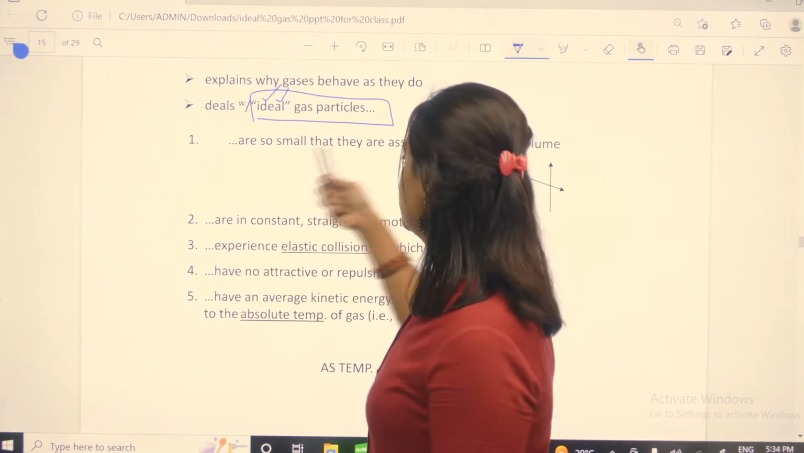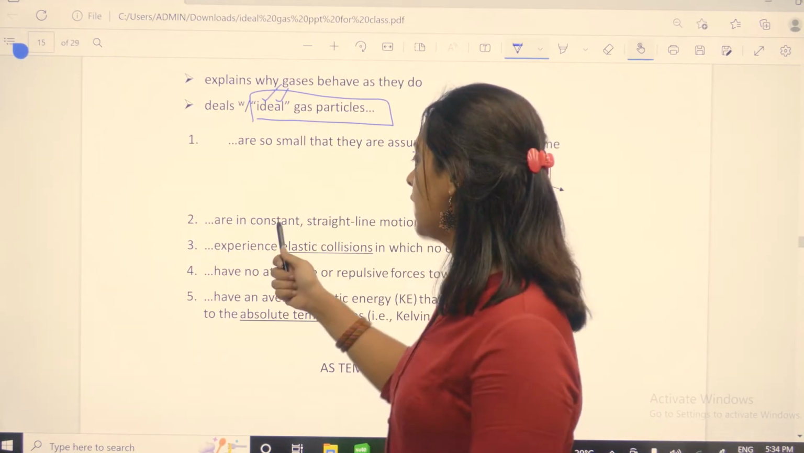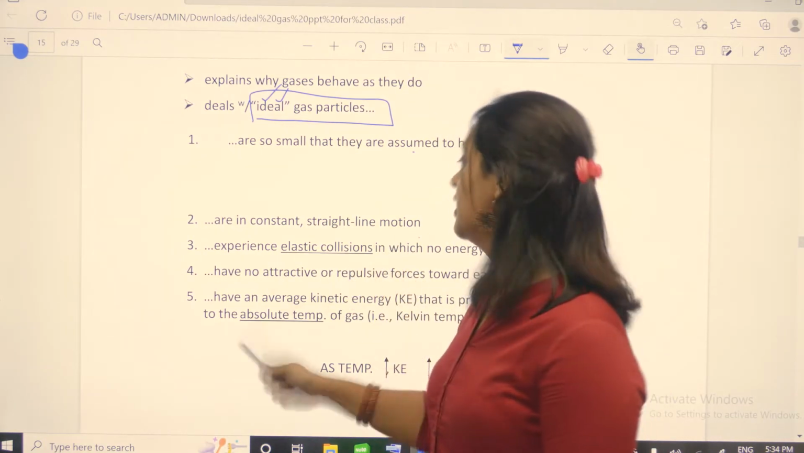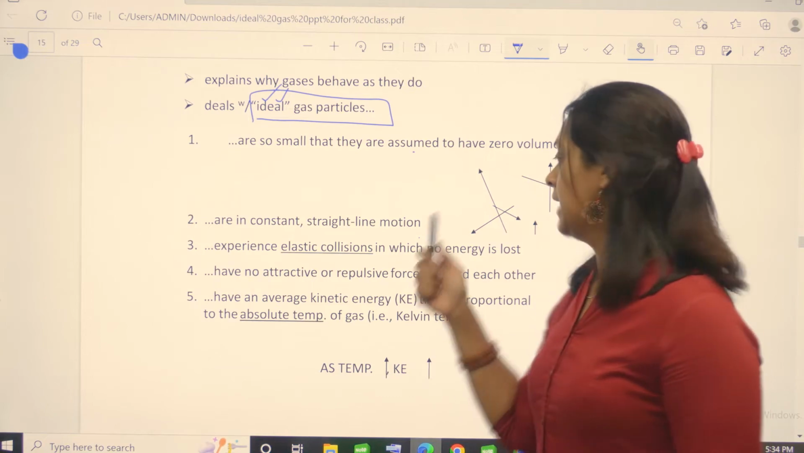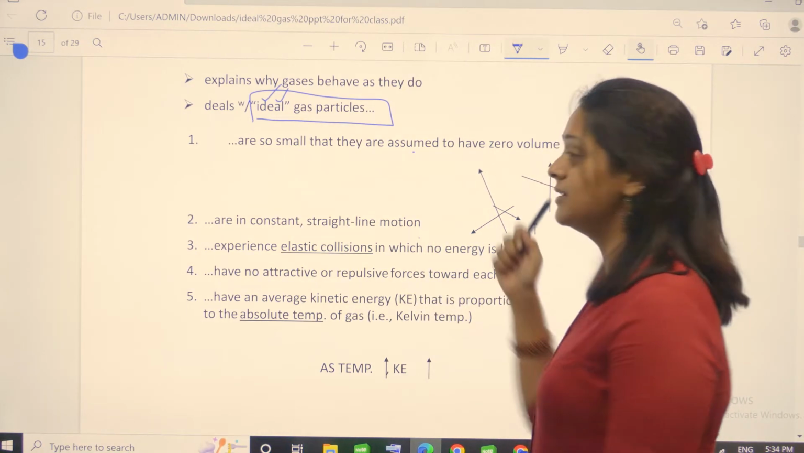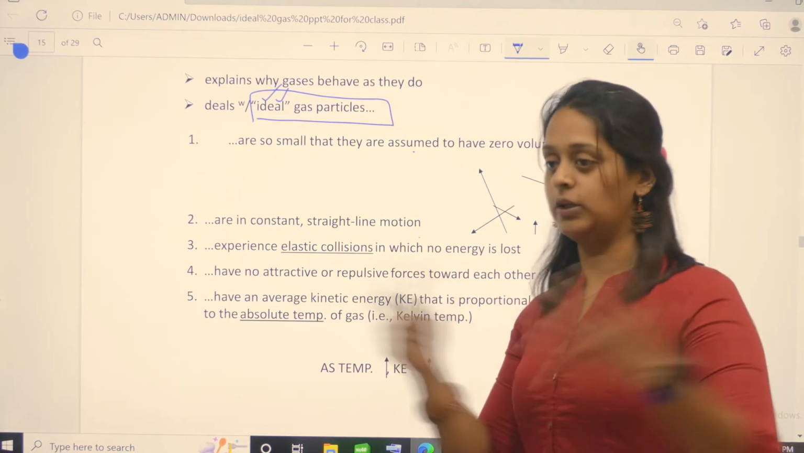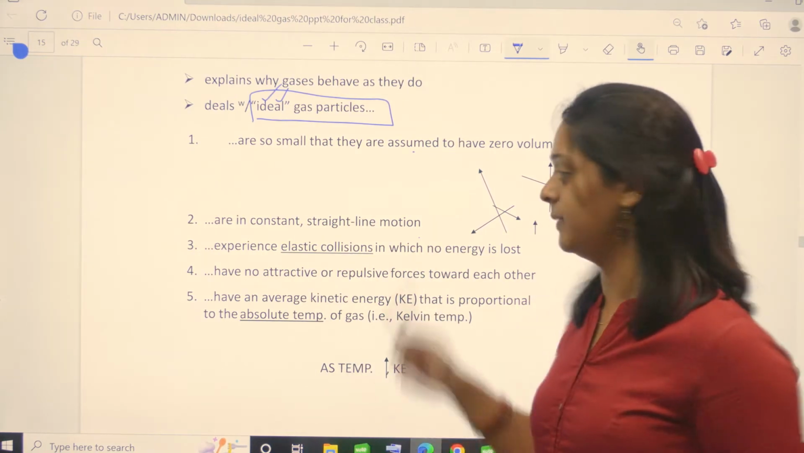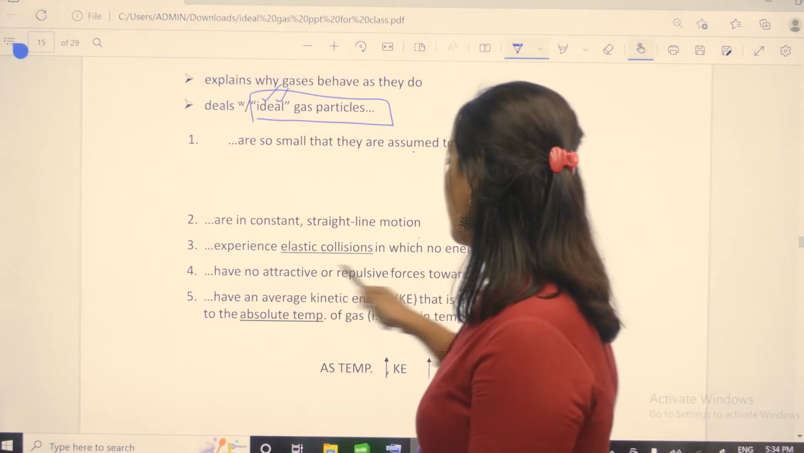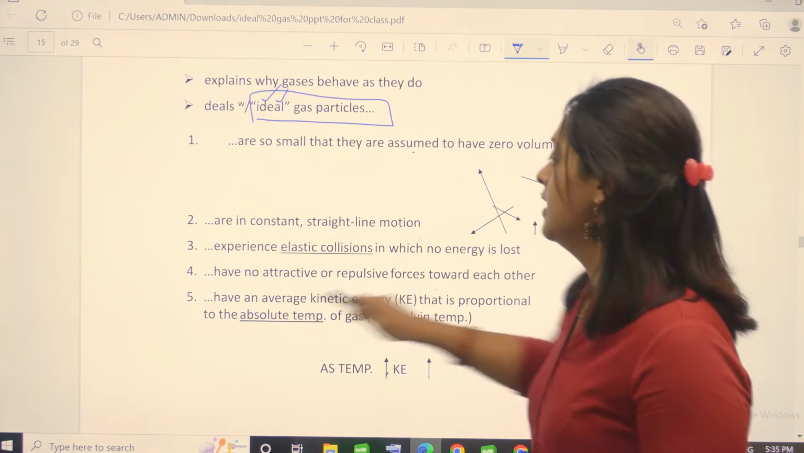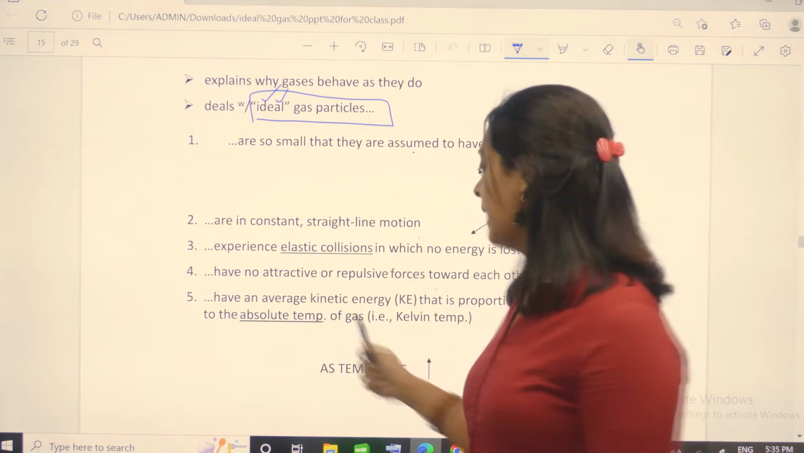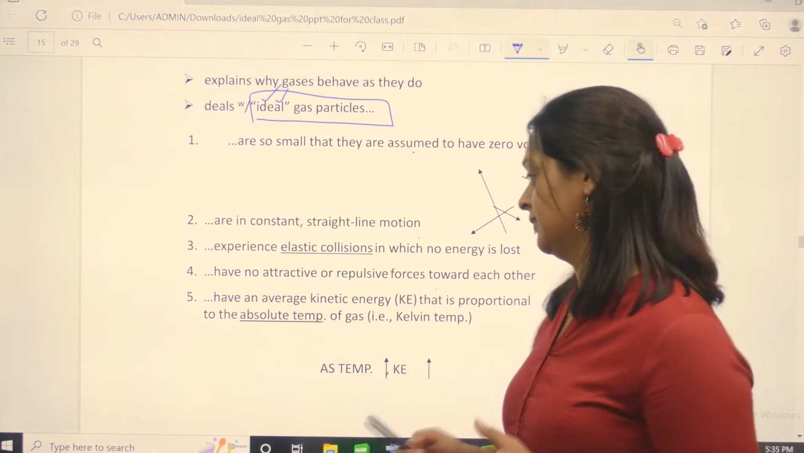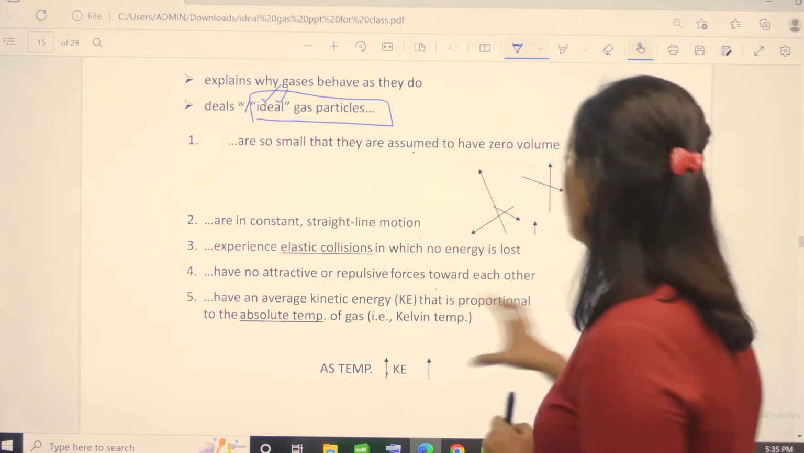They are assumed to be small. They are assumed to have constant, straight line motion. They are assumed to have elastic collisions, where no energy is lost. Only transfer of energy is happening. They have no attractive or repulsive forces. They have average kinetic energy proportional to the absolute temperature of the gas. That is the postulate.